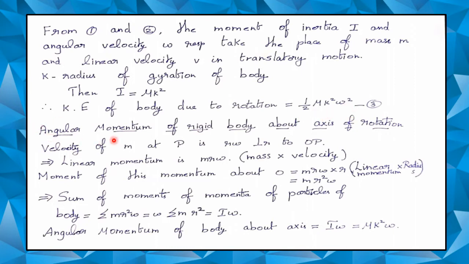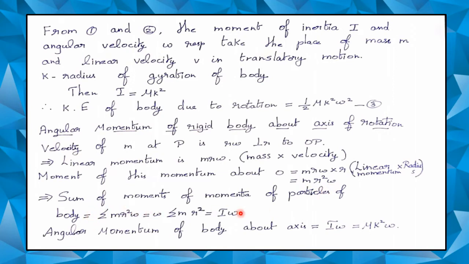Now we can see the angular momentum of a rigid body about an axis of rotation. Already we know that the velocity of m is r omega and it is perpendicular to OP. Now the linear momentum is equal to mass into velocity, that is m into r omega, and the moment is given by the formula linear momentum into radius, that is m r omega into r. So this is equal to m r square omega.